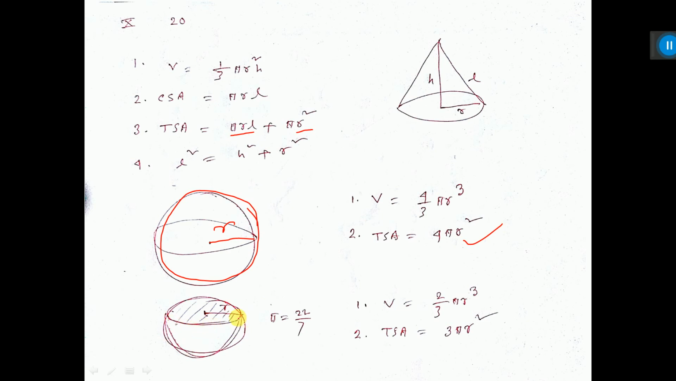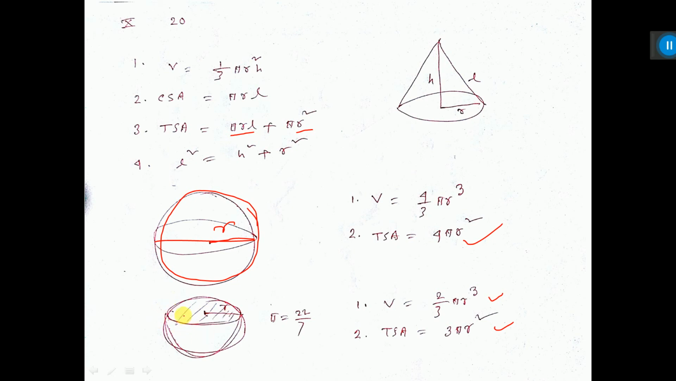And this is a hemisphere. Hemisphere means it is cut from the middle. Now hemisphere volume is equal to 2/3 pi r cube, and total surface area is 3 pi r square. Now one thing I want to remind here, that this is not a hollow hemisphere. This has material in it, so that means it is full.